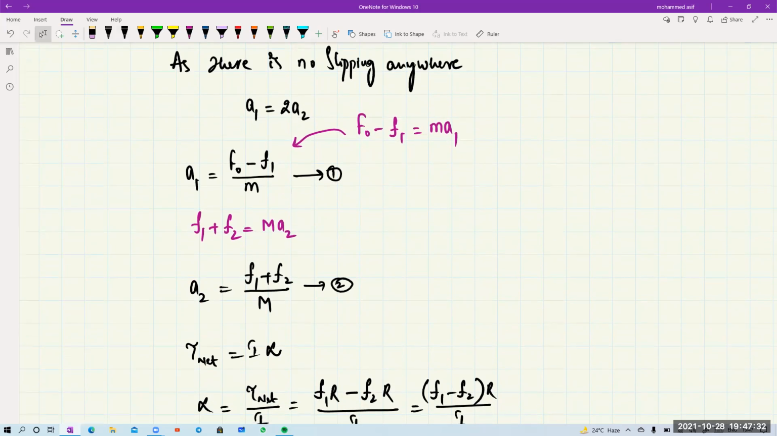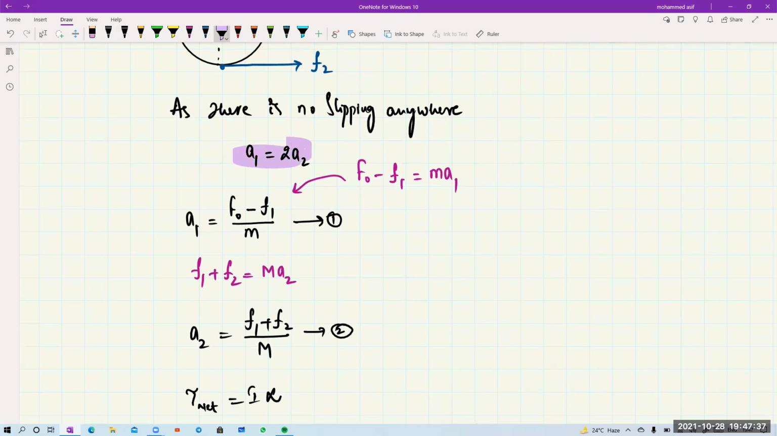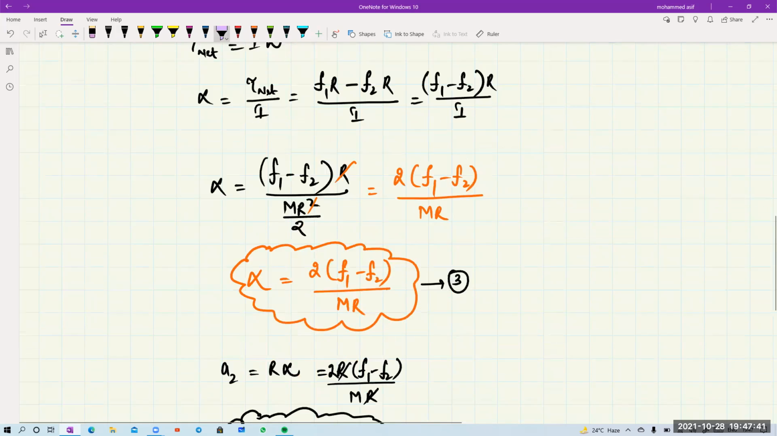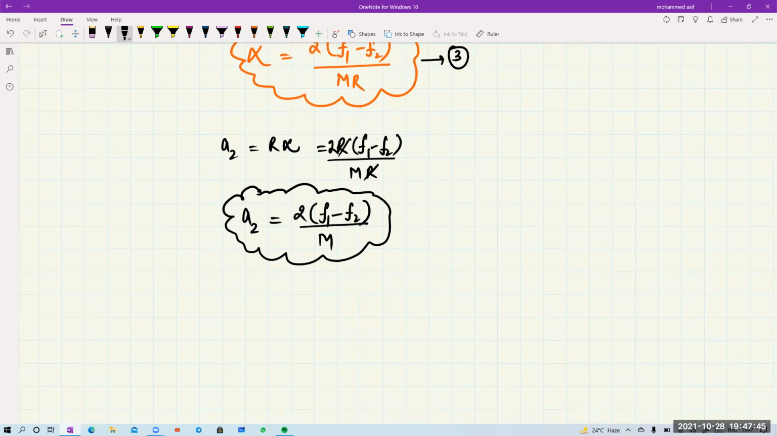That means if I solve equation number 1, from this one I can take the help of this equation. A1 is equal to 2 times your A2. So I can get the value of your A1. So how much are you getting for A1? A1 is equal to 2 times your A2.